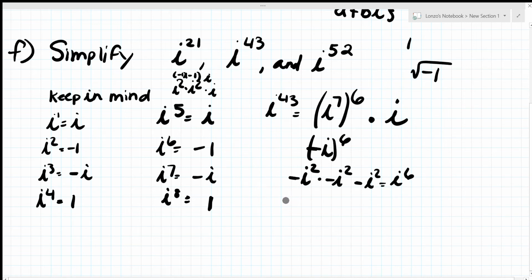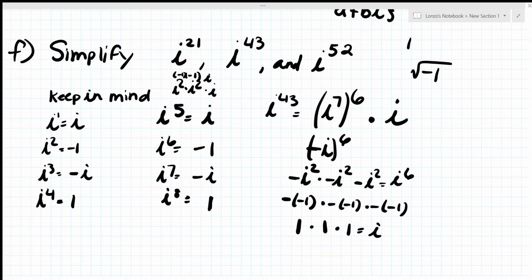So i squared is negative 1, but there's a negative, so it's two negatives, right? So this becomes positive 1 times positive 1 times positive 1. That becomes 1, but don't forget, we got to multiply this by i, which is i squared, which is negative 1. Wait, did I make a mistake? I think I made a mistake, right?